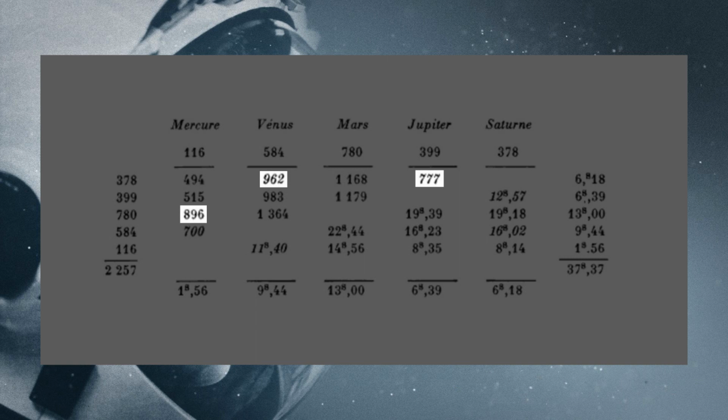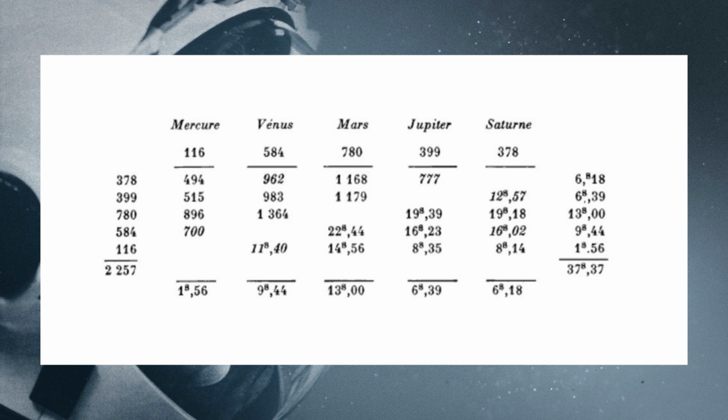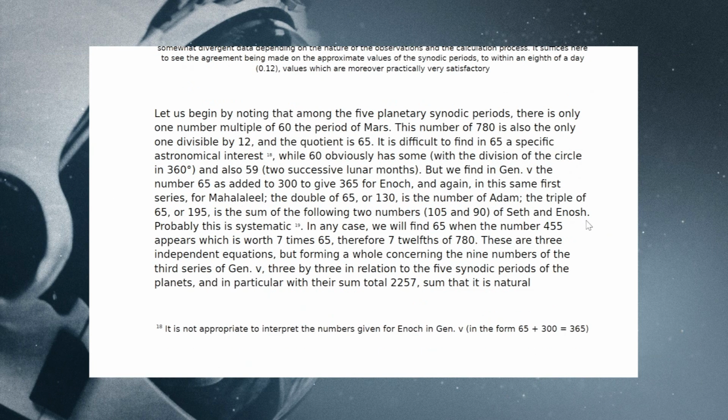And you get 962 there at the top with Venus and Saturn. And then he also notes here that you have Mahalalel, who's 895. Of course, that's one digit off of what we have here with Mercury and Mars. So now there's still a lot more to go through, though.